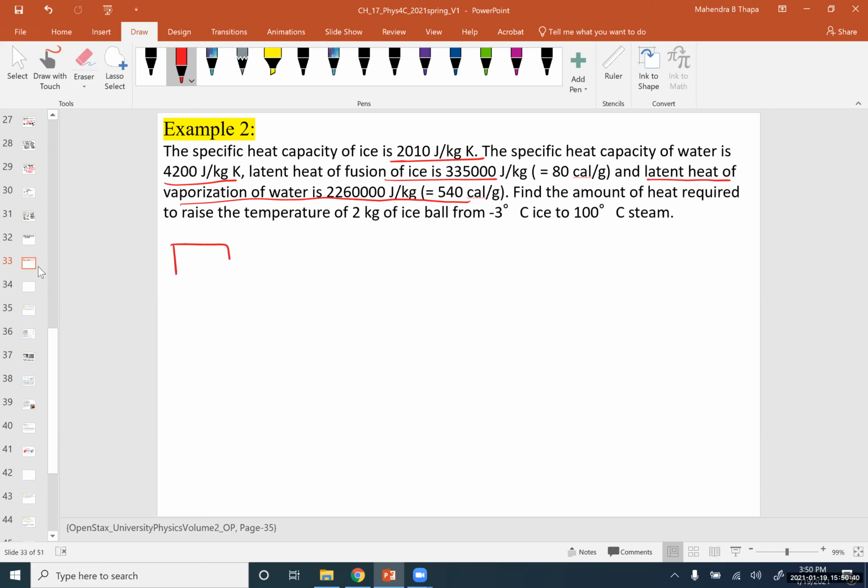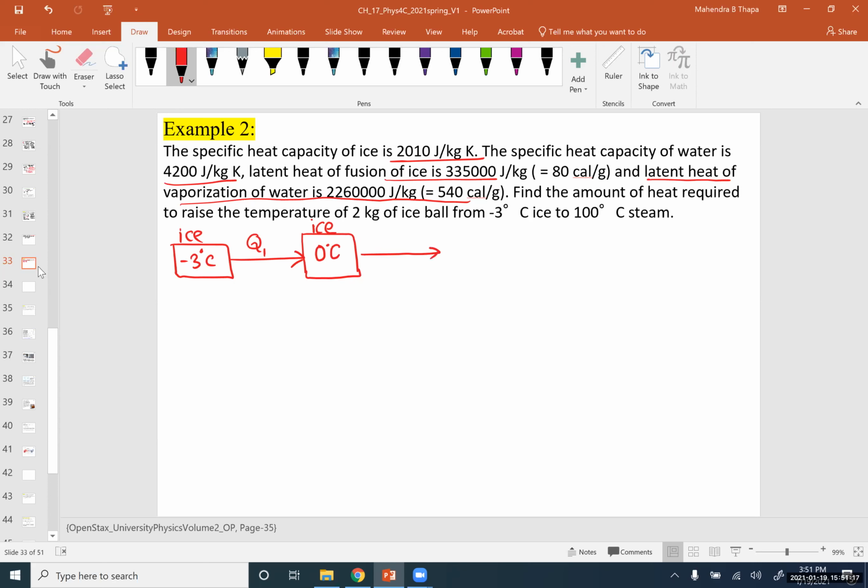Let's start with ice. Okay, so we have ice at minus 3 degrees Celsius. I start with the sketch. If you supply heat Q1, you heat the ice. It will not instantly convert to water. It is still ice, but the temperature changes from minus 3 up to minus 2, minus 1, finally at 0. So there is no change of state.